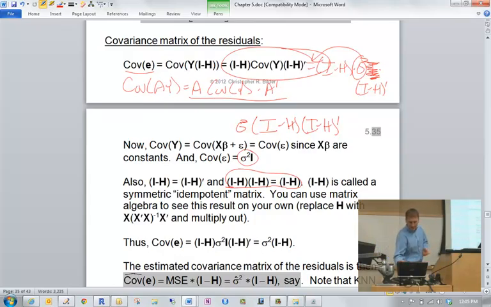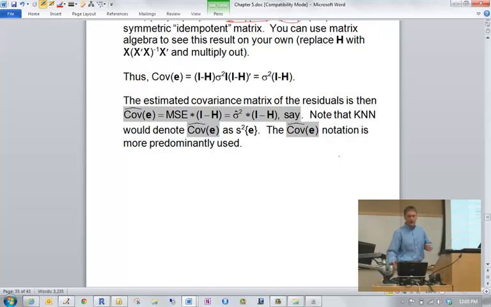So in the end, what's your covariance matrix? I minus H with a sigma squared out in front. That's it. What's your estimated covariance matrix, though? Of course, remember, sigma squared is unknown. Well, let's replace it with its corresponding estimated value, mean square error. Notice how I put a hat on top of covariance there, because now it's an estimated value.